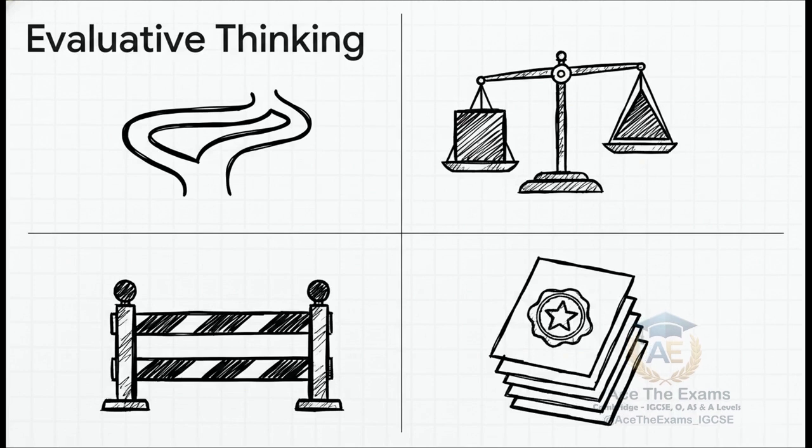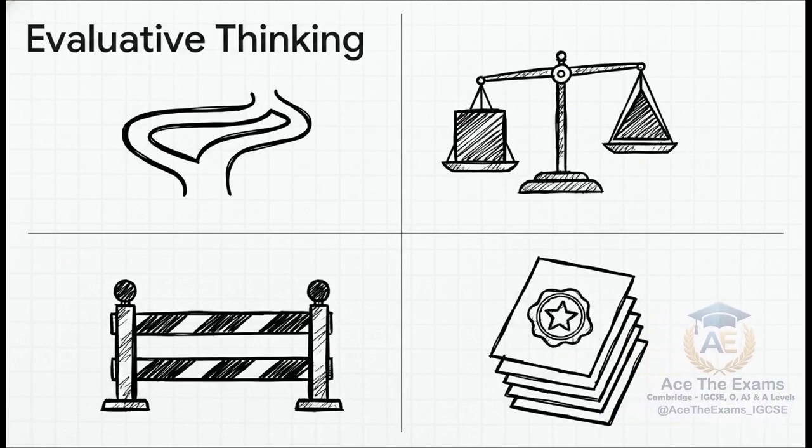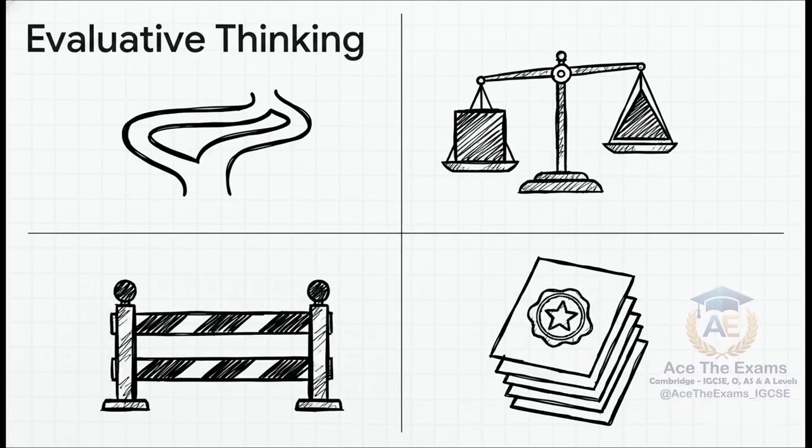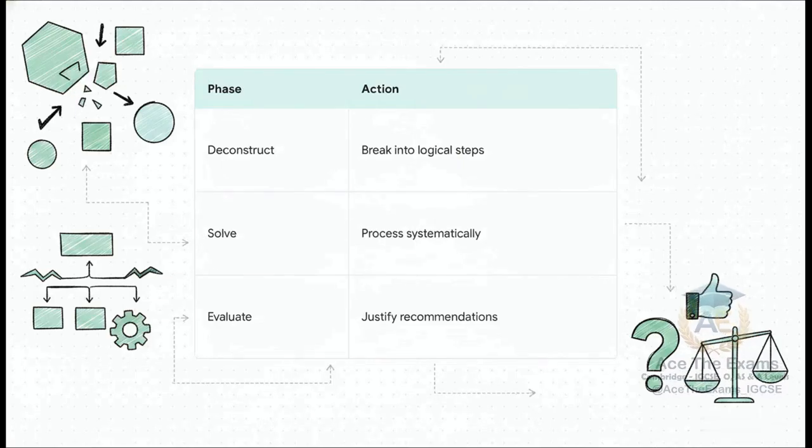You have to acknowledge the limitations of your proposed solution. Nothing in computer science is perfect. And above all, you must justify your final decisions with hard evidence extracted directly from the scenario. If you can argue the pros and cons like a senior database administrator, the examiner has no choice but to award you top marks. So here is your ultimate cheat sheet recap.